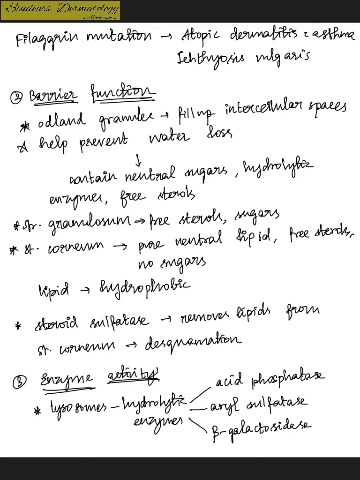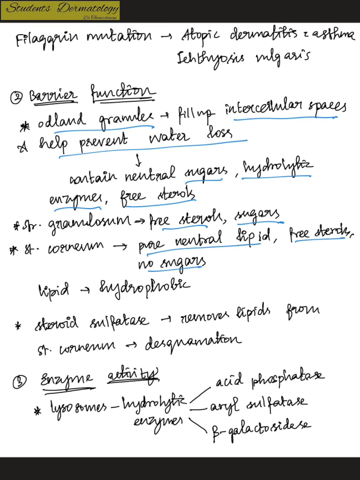Next is the barrier function. So first one is cell to cell cohesion, second one is barrier function. As mentioned already, these Odland granules fill up the intercellular spaces and help prevent water loss. They contain mainly sugars, hydrolytic enzymes and free sterols. In stratum granulosum, there are free sterols and sugars, whereas in stratum corneum, there are no sugars, but they contain free sterols along with neutral lipids.